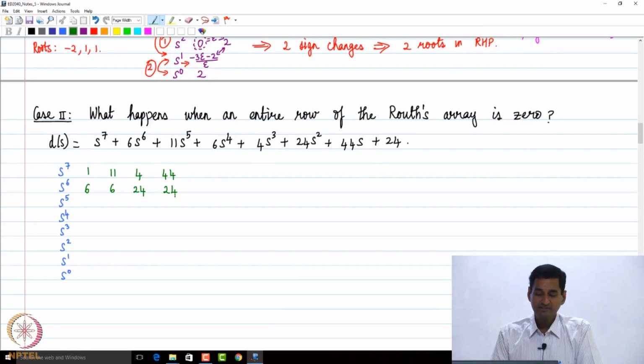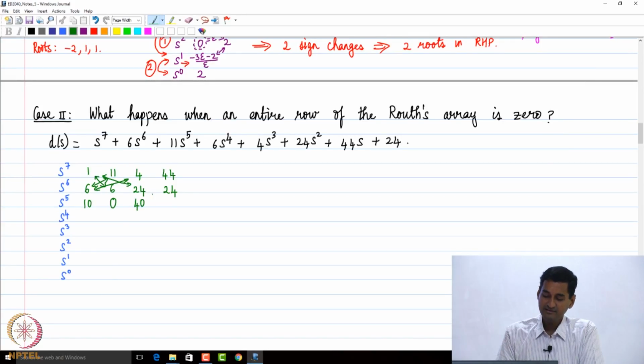Now can you help me with the numbers starting from the s^5 row? What am I going to get? I multiply 6 and 11, subtract 6 and 1, divide by 6. What will that give me? 10. Then for the next entry I multiply 6 and 4, subtract the product of 1 and 24, divide by 6. That gives 0. Then I multiply 6 with 44, subtract the product of 1 and 24, divide by 6. That gives 40. So that's about it as far as the s^5 row is concerned.